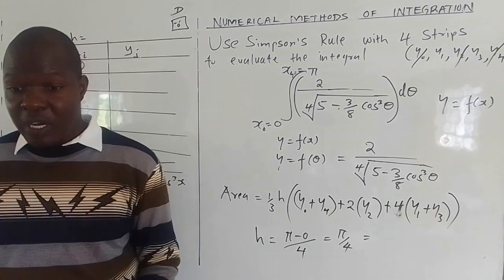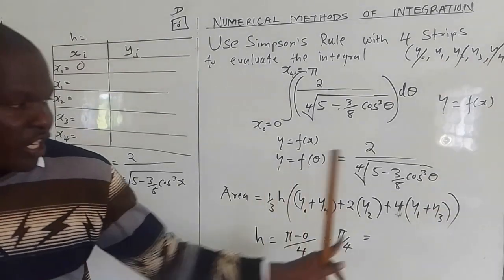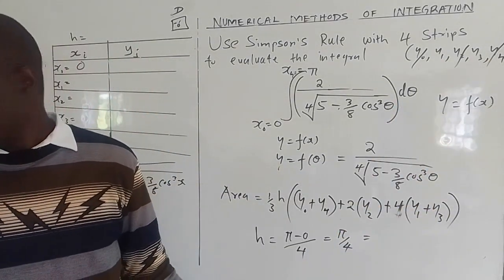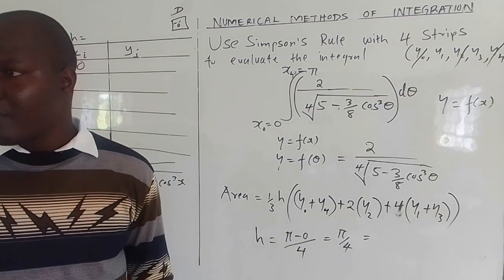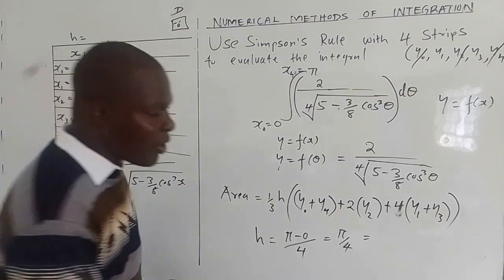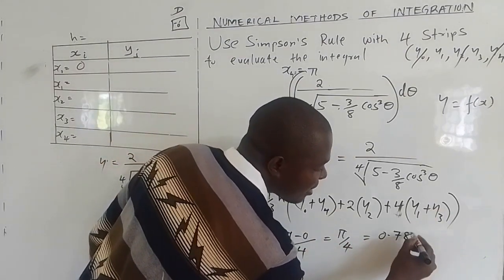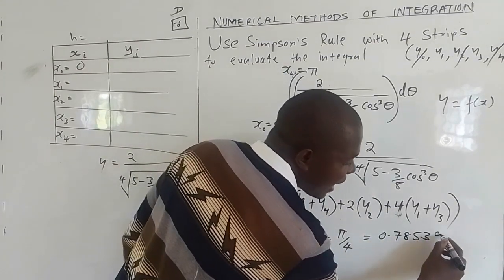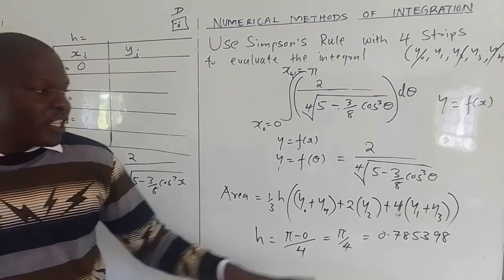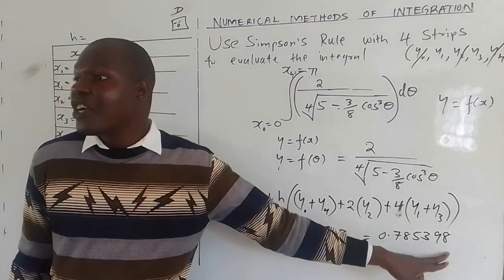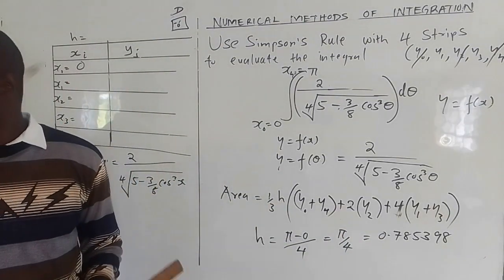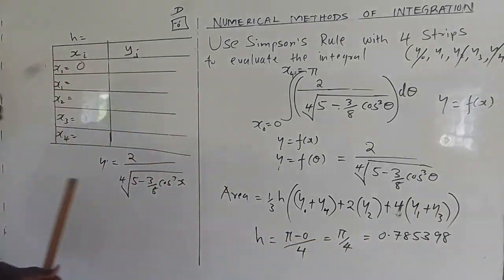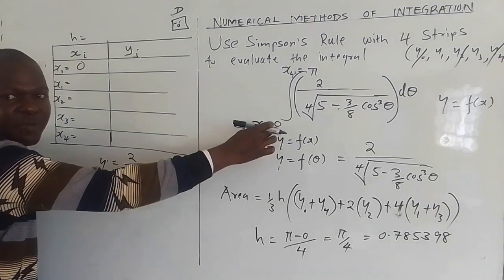There is pi in the calculator. Press pi, then divide by 4. Because pi is 3.142 something, isn't it? If you divide by 4, what is pi over 4? 0.785398. Because you are told 6 decimal places, we want everything to be 6 decimal places, isn't it? So we found edge to be 0.785398.